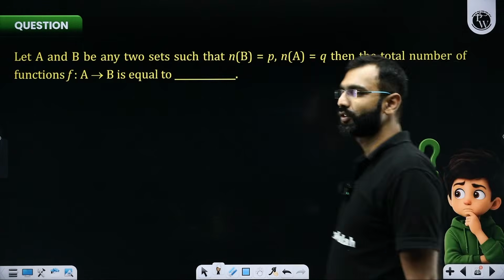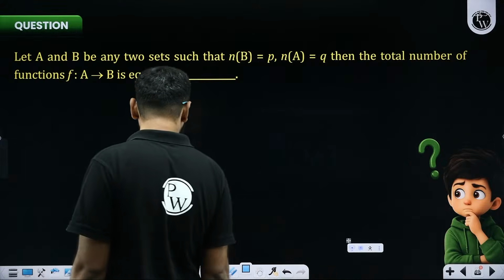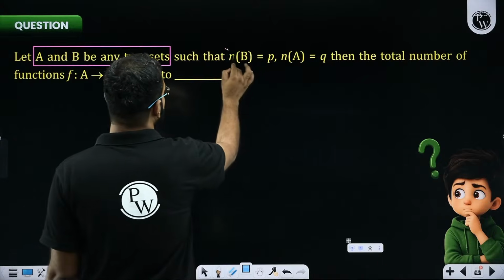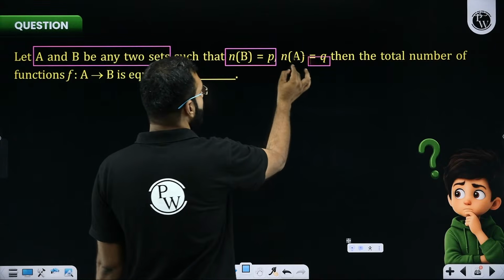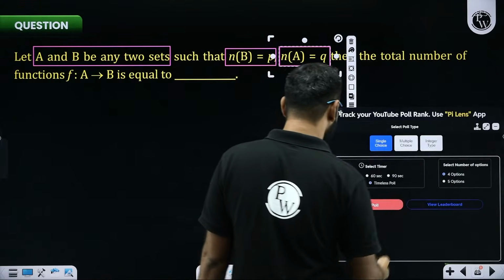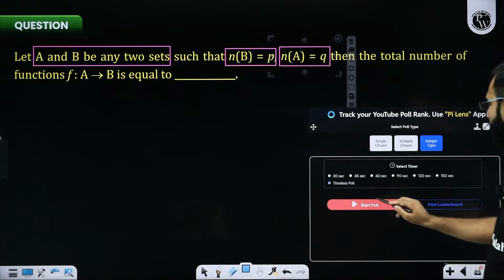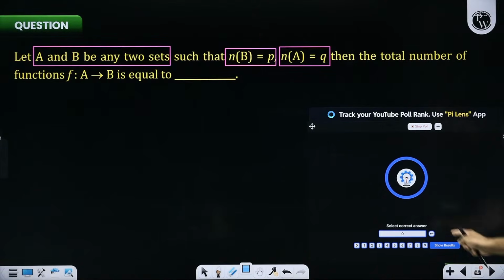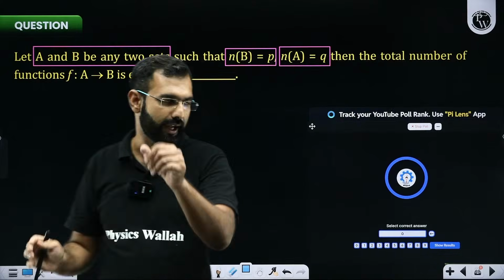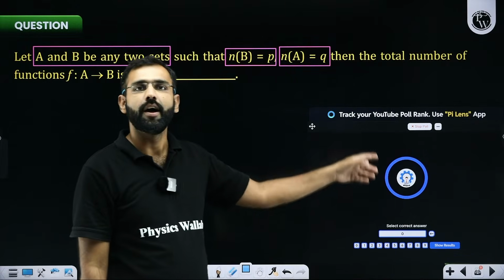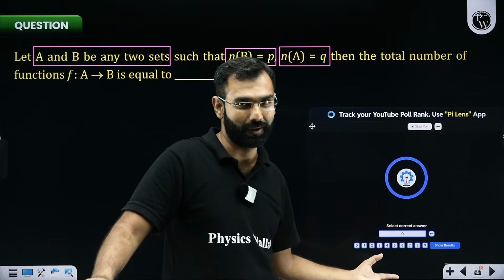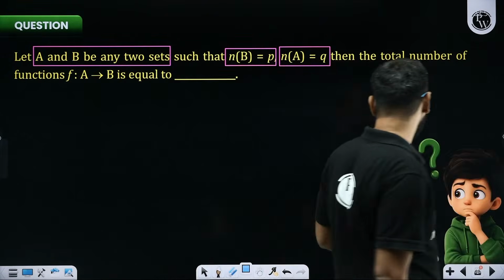Let's move towards the next question. It says A and B are any two sets such that the number of elements in B is P and the number of elements in A is Q, then the total number of functions. Shall I conduct a poll again? It is an integer type poll, so whatever number you get as an answer, you type it here. If it is correct, your name will again get featured here. So try it, everyone.